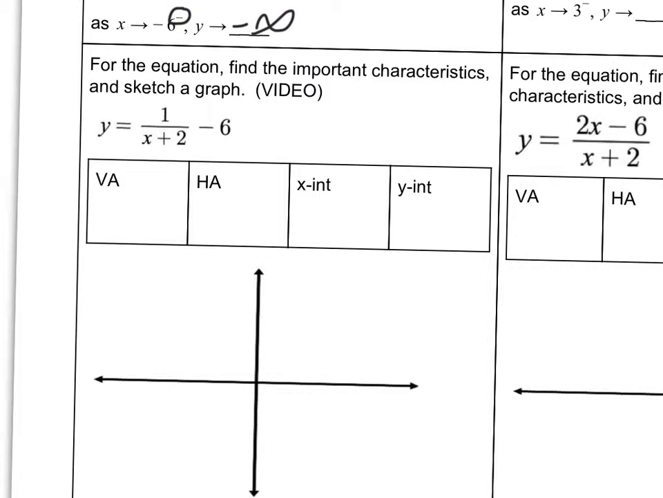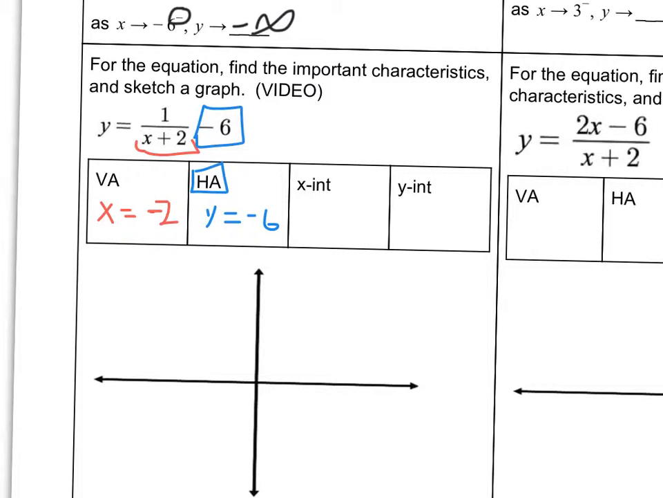Okay, for the next one, we've got to find some important characteristics of the graph. We're going to talk about this in two different ways. The first is to look at this vertical asymptote. That comes from whatever makes the bottom 0, so that would be at x equals negative 2. When equations look like this, the last number is the horizontal asymptote, so that would be y equals negative 6.